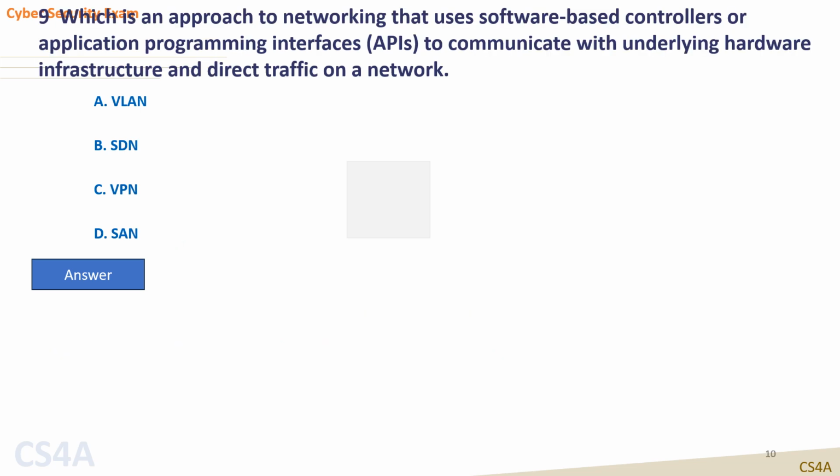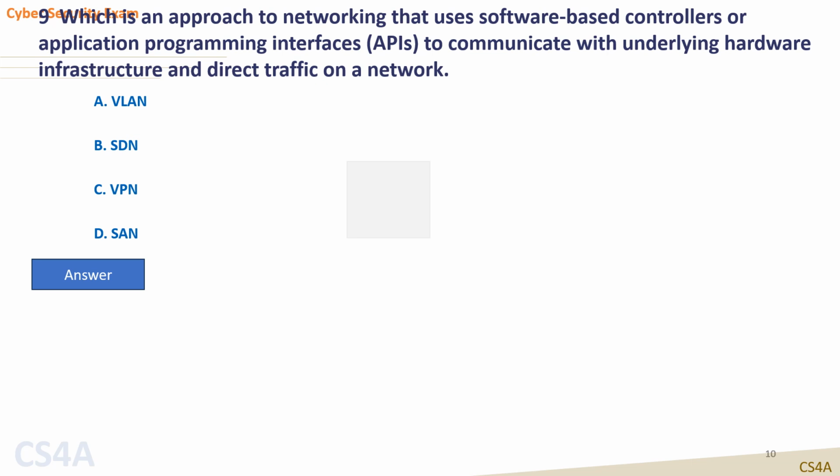So here the question is, which is an approach to networking that uses software-based controllers or application programming interface to communicate with the underlying hardware infrastructure and direct traffic on the network. So here the keyword is software-based controllers. So VLAN, SDN, VPN, and SAN.